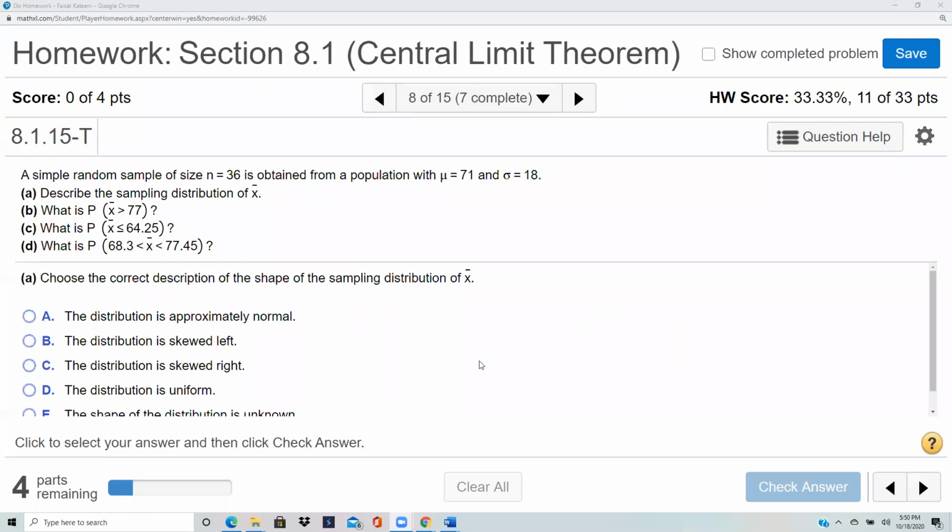A simple random sample of size 36 is obtained from a population with mean 71, standard deviation 18. Describe the sampling distribution of X bar. So that would be normal because sample size is bigger than 30, approximately normal.